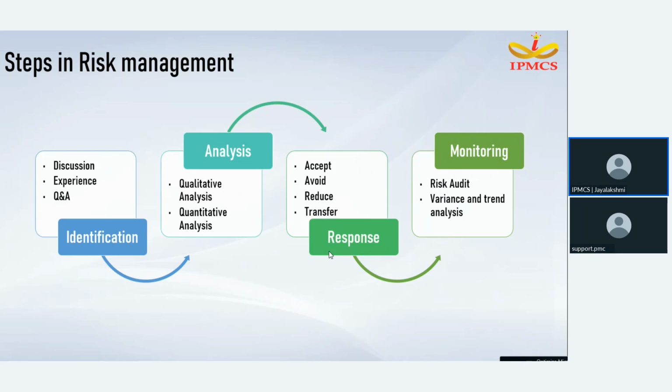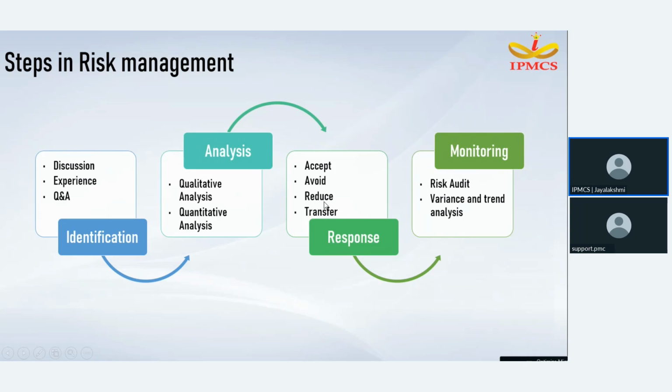Next step is avoid. When we think about avoiding the risk, we will be eliminating the chances of occurrence of that risk, completely eliminating the threats entirely. For example, we can use some proven technology instead of some new technology, so that the technological risk can be avoided.